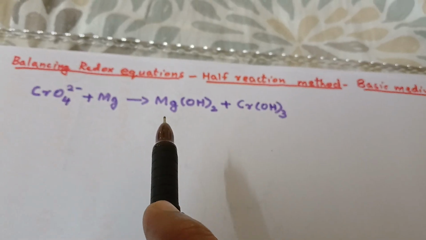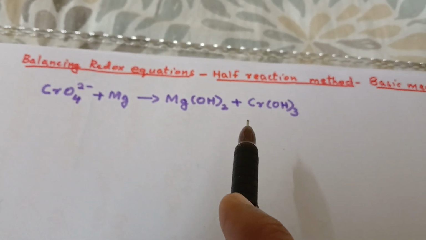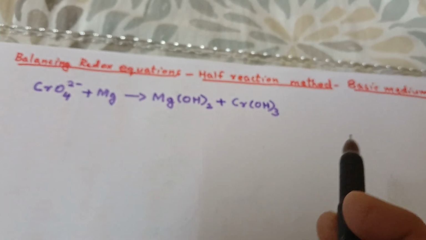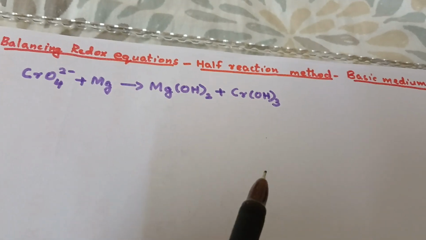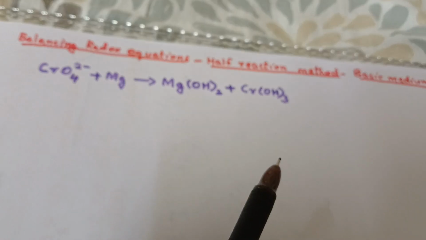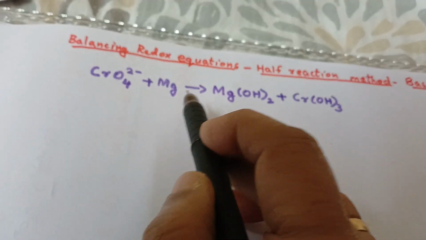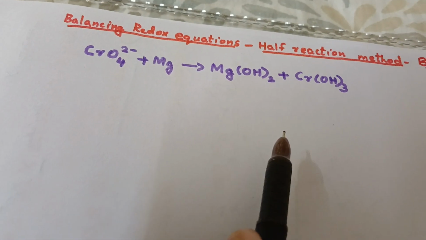This is a question to balance the given redox equation using the half reaction method in the basic medium. First we will balance it in the acid medium, then we will go for the basic medium. So let us first divide this into the two half reactions.